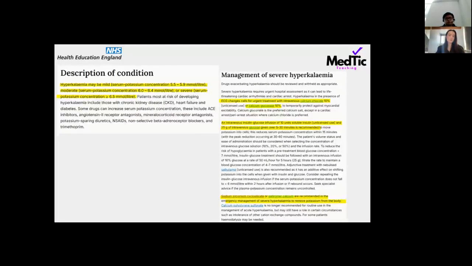Then lastly, sodium zirconium cyclosilicate, or maybe you will learn in your textbook instead, calcium resonium. Either of those two can be used to treat hyperkalemia, but they have a very slow onset in acting to reduce it. They remove potassium through your feces, so this would take quite a few hours to do. So it's not the best thing to give if we have a very acute severe hyperkalemia, like in this case.